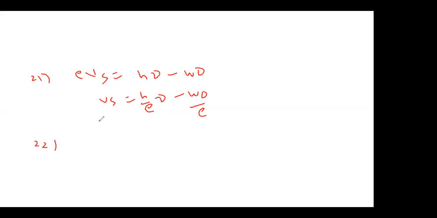The photoelectric effect is described as ejection of electrons from the surface of a metal when light of suitable wavelength falls on it. C. 22, C.